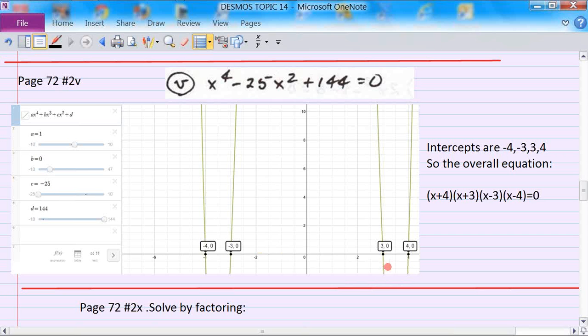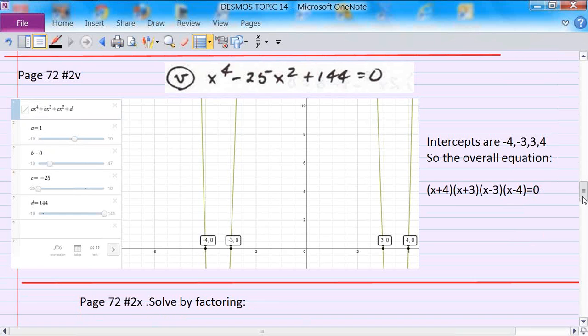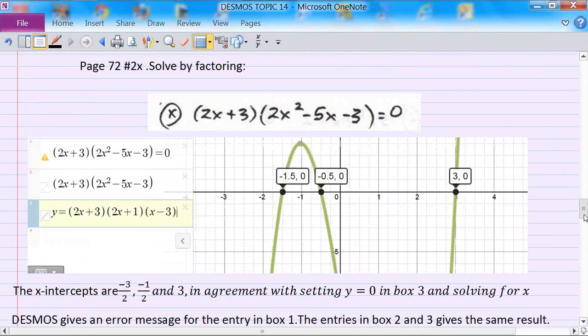And here again, the graph looks kind of strange because of the way that the graph comes out. You may not see the connection between all these points, but you can definitely see the intercepts right here. And again, the intercepts are minus 4, minus 3 right here, and 3 and 4, which are over here. So you can set up the overall equation, and it is equal to 0. And so it's a good way of checking the problem or actually doing the problem.